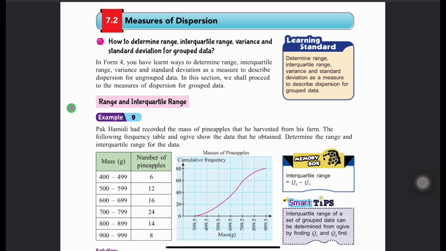This time we are going to discuss 7.2, measures of dispersion. Before this you have learned about dispersion. Now you will learn how to measure the dispersion. The first learning standard: you're going to learn to determine range, interquartile range, variance and standard deviation as measures to describe dispersion for grouped data. So you should know that if you are asked to calculate the dispersion, you can use range, interquartile range, variance or standard deviation. First, we look at range and interquartile range.